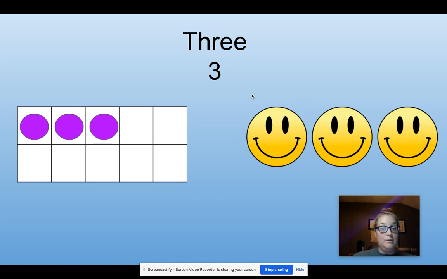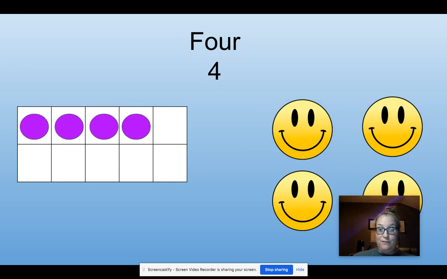What's our next number going to be? If we already had 0, 1, 2, 3, what's my next number going to be? Let's see if you're right. Did you say 4? If you said 4, you were correct.